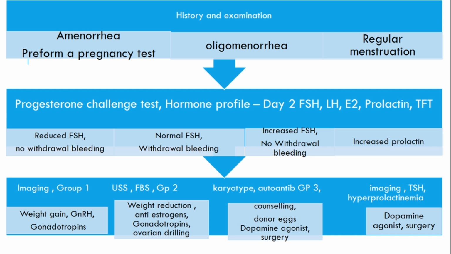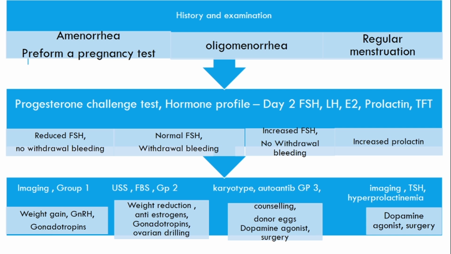Then we can now consider the progesterone challenge testing. When this is done, also look at FSH, LH, E2, that's estrogen, then prolactin and thyroid function test when necessary. If the follicle stimulating hormone is reduced and there is no withdrawal bleeding after giving progesterone, one can classify this as group 1. If the follicle stimulating hormone is normal and there is withdrawal bleeding, you can classify that as group 2. If there is increased follicle stimulating hormone and no withdrawal bleeding, you can classify as group 3. And if there is increased prolactin, you can classify as group 4. So this is the way the WHO has tried to make this classification.